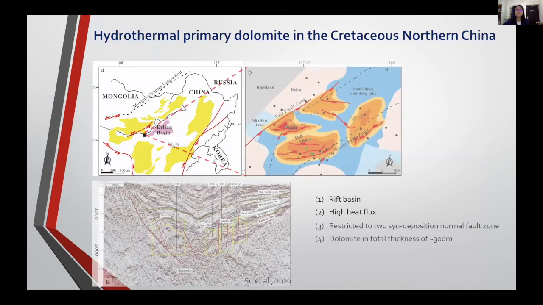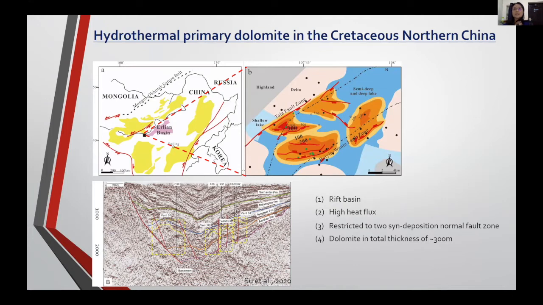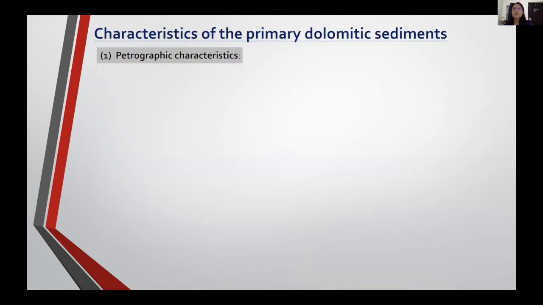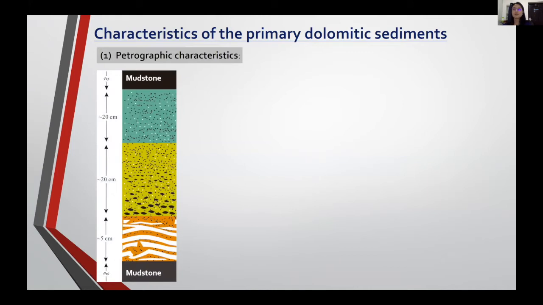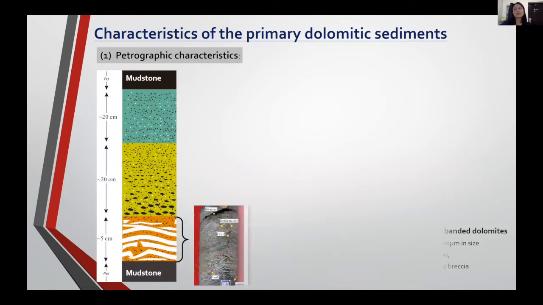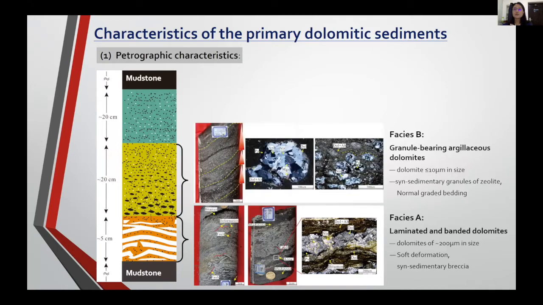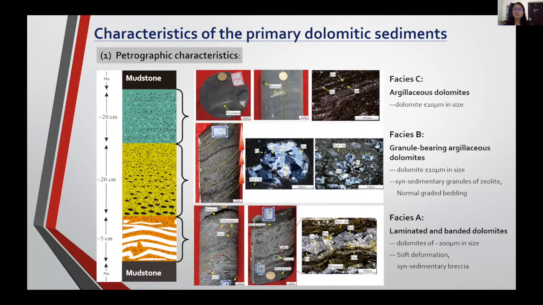Dolomite is restricted to two synclinal fault rows and is up to 300 meters thick. These dolomites are frequently interbedded with mudstone in a semi-deep lacustrine environment. Three main lithofacies are recognized within the dolomite: laminated and banded dolomite as facies A, argillaceous dolomite including a great many white granules of zeolite as facies B, and dark argillaceous dolomite as facies C. These facies are repeated in the strata.